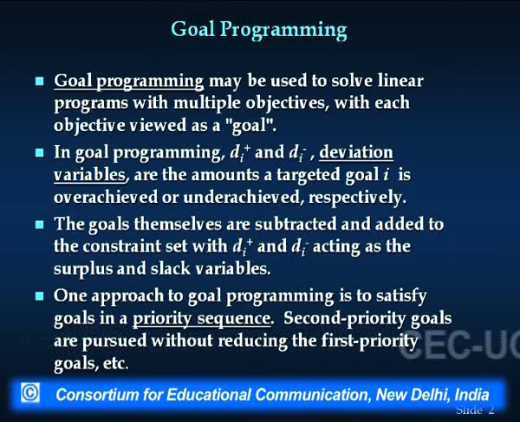One approach to goal programming is to satisfy goals in priority sequence. Second priority goals are pursued without reducing the first priority goal. As I have already discussed, the most importance is to be given to the goal which is having the topmost priority, priority number 1. Then we have to achieve the second priority goal, not at the cost of the first priority goal.